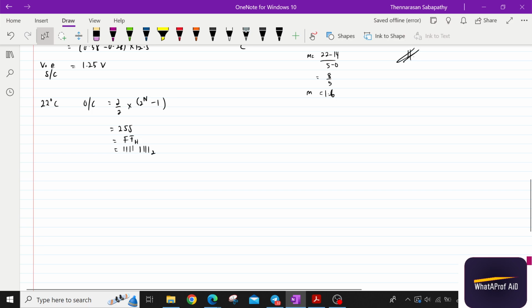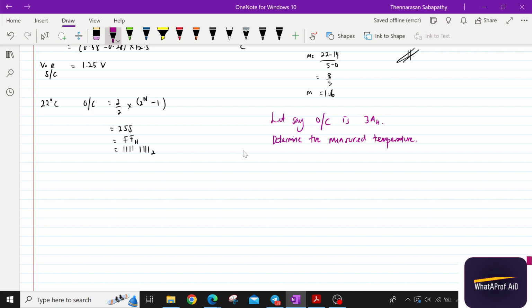Let's say the output code is 3A hexa. Determine the measured temperature. Can or not? Try. I give you 10 minutes for this one because there is a lot of work to do.